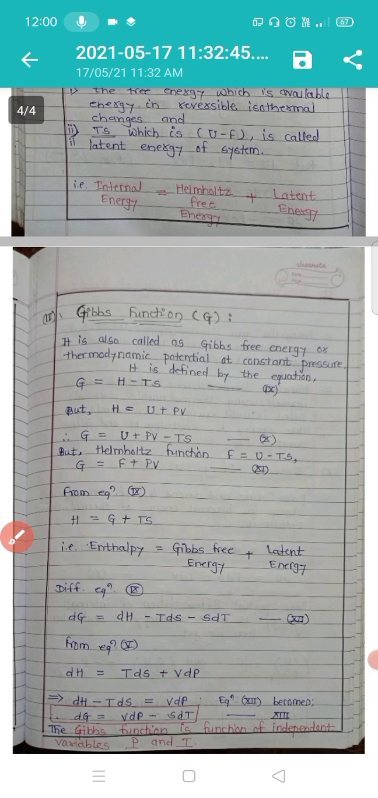Hence, here we completed the thermodynamic potentials. The four thermodynamic potentials are: first, internal energy; second, enthalpy; third, Helmholtz function; and fourth, Gibbs function. I hope you all get it. Thank you.